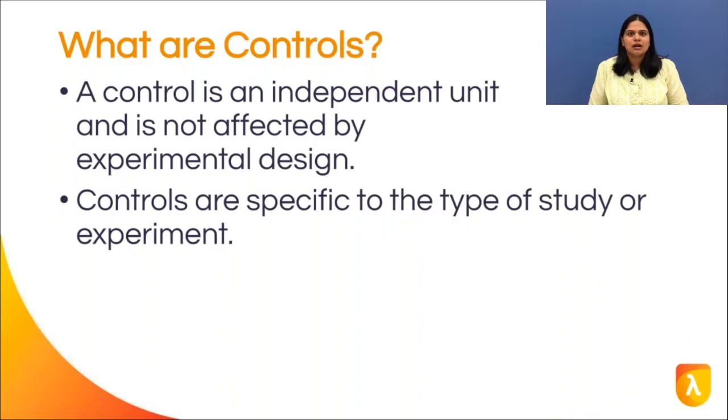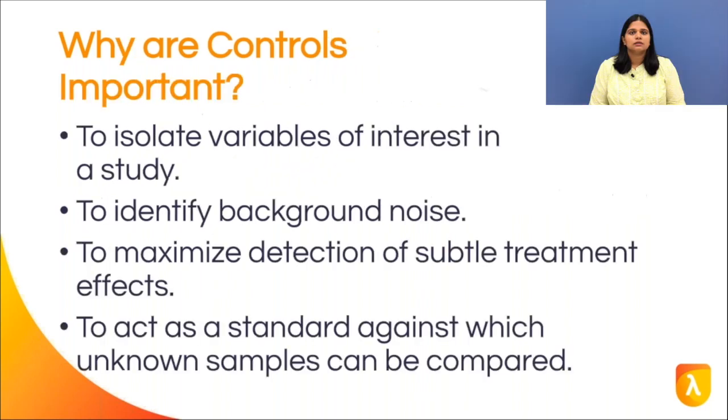Experimental controls are independent units and are not affected by experimental design. They are specific to the type of study or experiment. Researchers use controls to isolate variables of interest in a study, to identify background noise, to maximize detection of subtle treatment effects, and to act as a standard against which unknown samples can be compared.